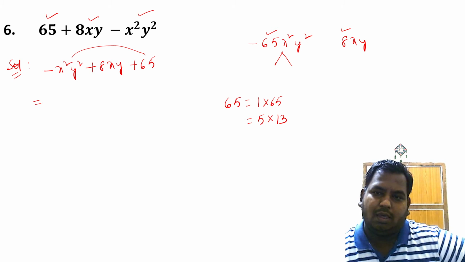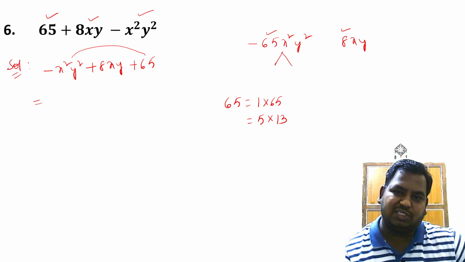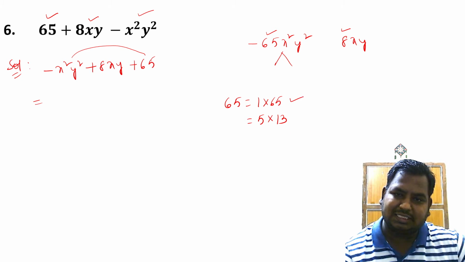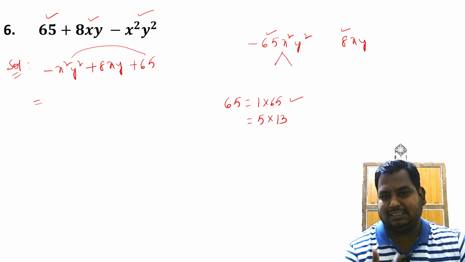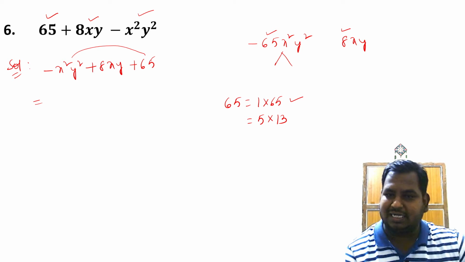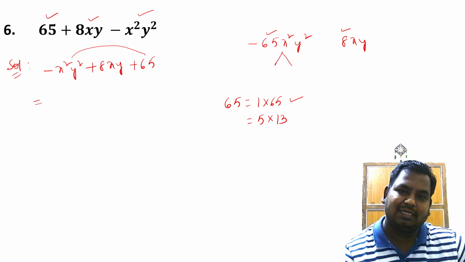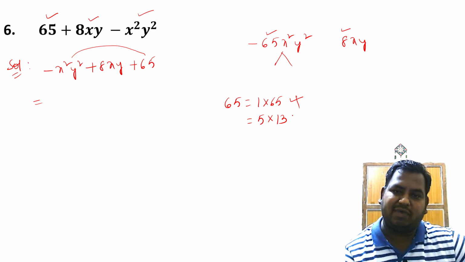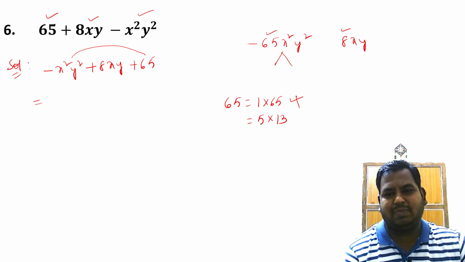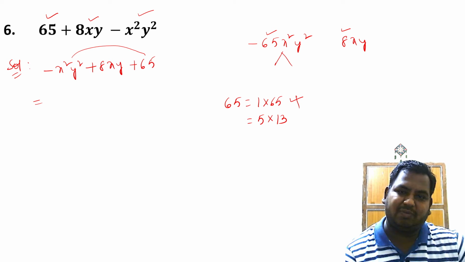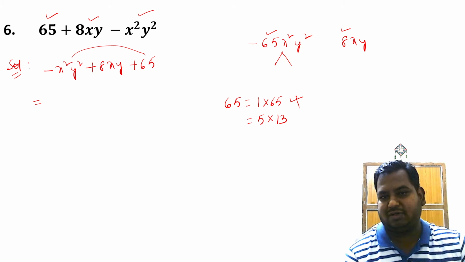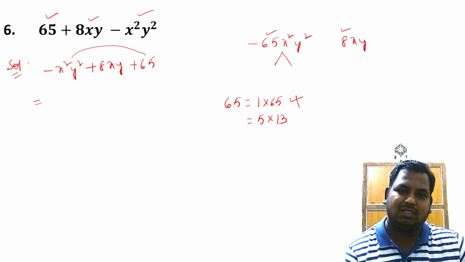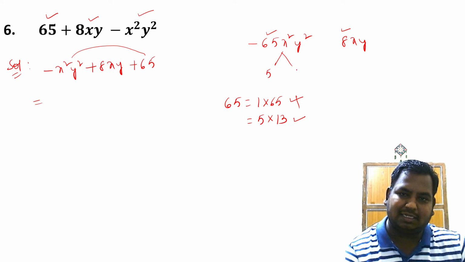Now we'll look into the first pair. So 1 and 65. 1 plus 65 is 66. 1 minus 65 is minus 64. We are not getting 8. So the first case is not acceptable. What is the second case? 5 and 13. 5 plus 13 is 18. 5 minus 13 is minus 8. So at least we are getting 8 there. So the second case is acceptable. We can go with 5 and 13.